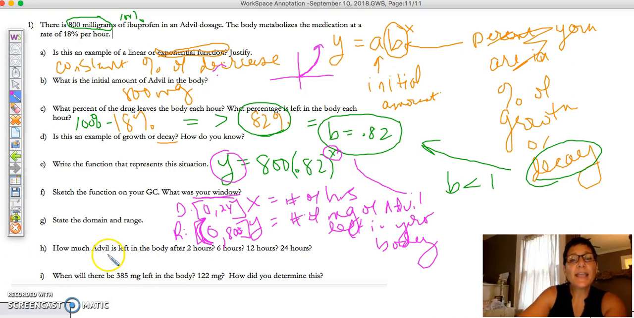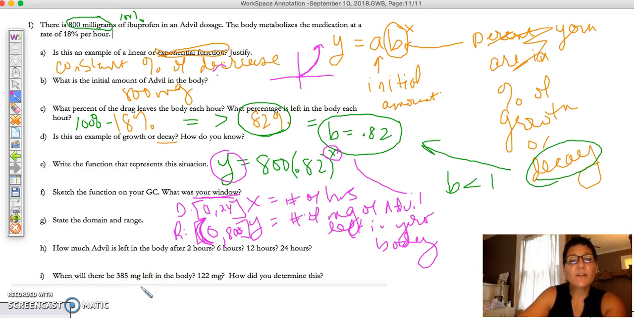So up here, I gave you the time, and I wanted to find out how many milligrams there were. So I gave you the X, and I wanted you to find the Y. Now I'm giving you the Y, and I need you to find X. So from a graphical perspective, and when you want to use your graphing calculators to do that, I want to know when Y is equal to 385 milligrams.